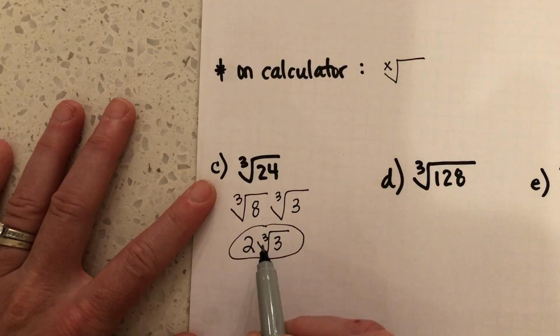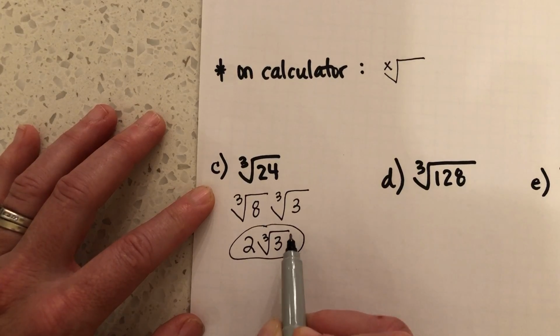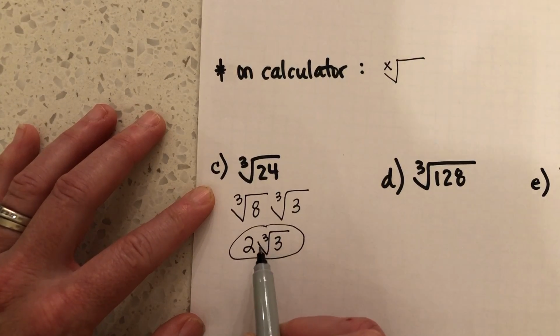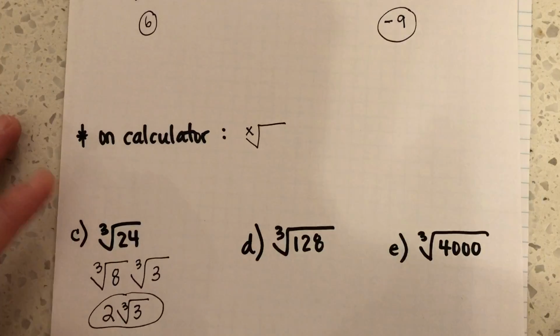And the most important thing is you don't want to lose your little root, right? Because if you don't put something here, then this symbol is assumed to be the square root, and that completely changes your answer. So don't forget to put the little third root number in there, okay? Look at the next one.